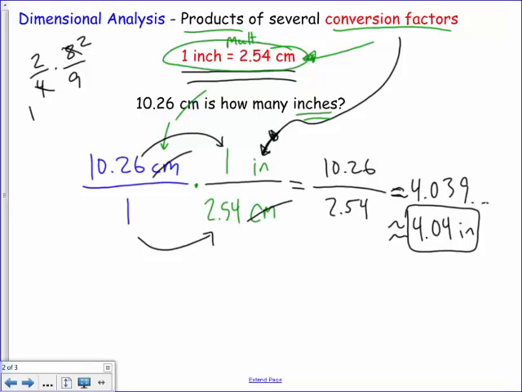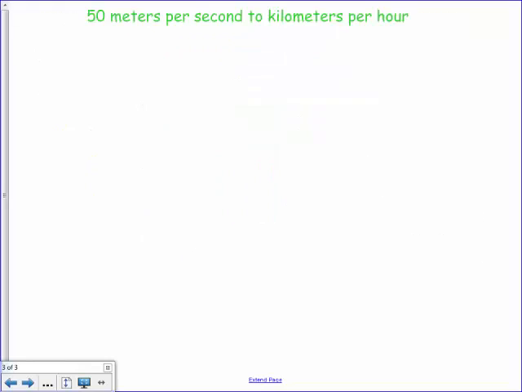And some of us could have seen, well, yeah, I could just tell just by my conversion factor right up here that I could just divide by 2.54. But if you can't see that, what you want to do is multiply by conversion factors as you go. And this will make more sense when we look at something that's a little more difficult, like in this last problem here. It says 50 meters per second, and I want to convert to kilometers per hour. So I'm going to go from meters per second to kilometers per hour.